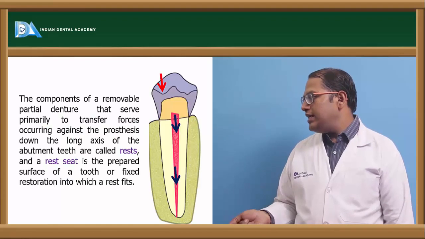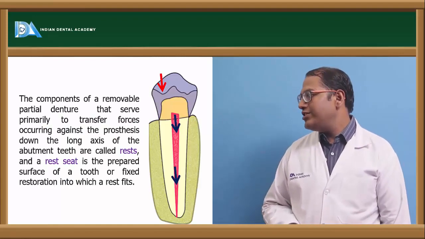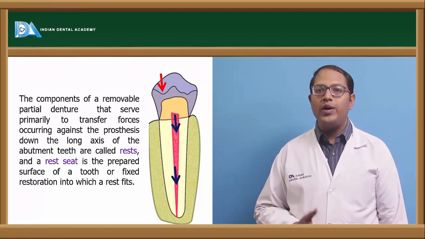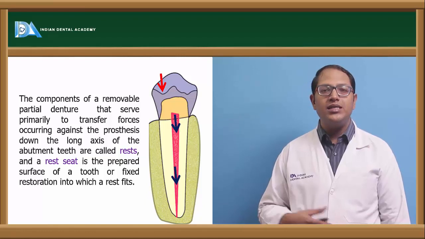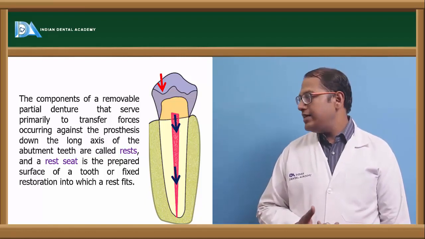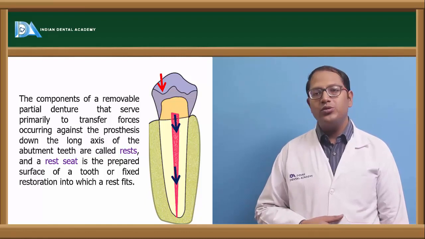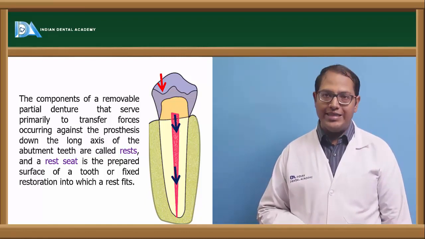Now that component of the removable partial denture that serves primarily to transfer the occlusal load or forces against the prosthesis down to the long axis of the teeth is called the rest. And the rest seat is the prepared surface of the tooth or the fixed restoration into which the rest is going to sit.